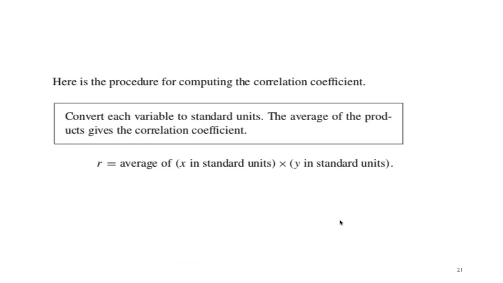Okay, so now that we understand intuitively the correlation coefficient, let's talk about how to compute it. Here's the process. We want to convert each of the variables into standard units. Again, this is basically the z-score that we talked about in the last lecture. And then we want to find the average of the products of those standard units. That will give us the correlation coefficient. This is confusing, so we're going to walk through it. The correlation coefficient is the average of the x value in standard units times the y value in standard units. So find all the standard units in x and y, multiply them, and then find the average.